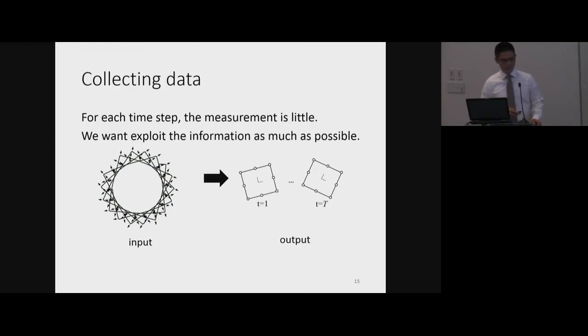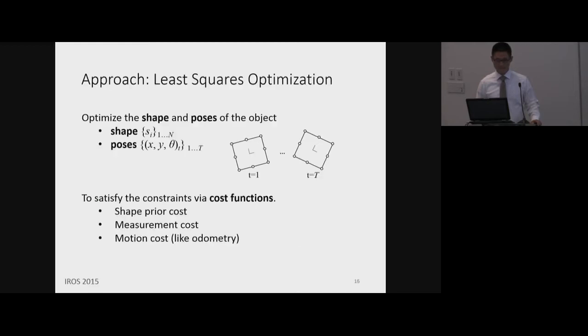Here we note that for each time step, the measurement is very little, we only have 1 contact point and 1 contact normal, but we also move the object at every time step. So we want to exploit as much as possible the information that we collected.